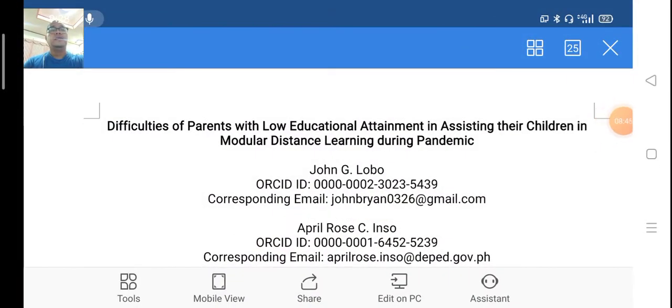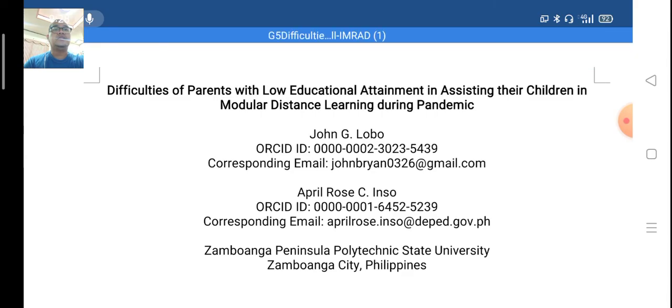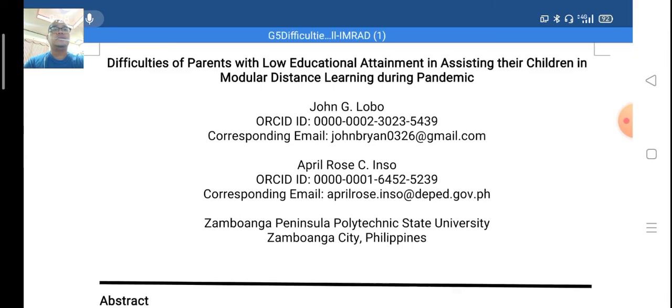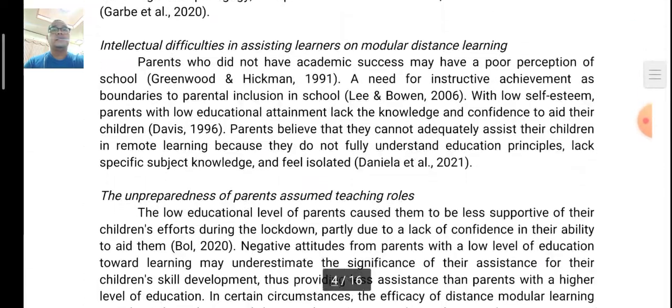Okay. So the title of this research is about difficulties of parents with low educational attainment in assisting their children in modular distance learning during pandemic. Let's go to the results part na.